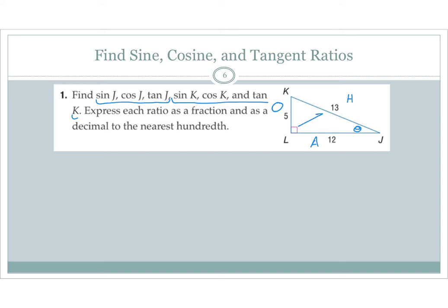Actually, it might be easier if you're still confused on how to label your triangle. Label the hypotenuse first. Okay, that way you know for sure this is at least one of the sides. Okay, so here we go. The sine of J is equal to the opposite, SOHCAHTOA. Okay, opposite over hypotenuse, O over H. So that's going to be 5 over 13. And that's it. Let's do the next one.